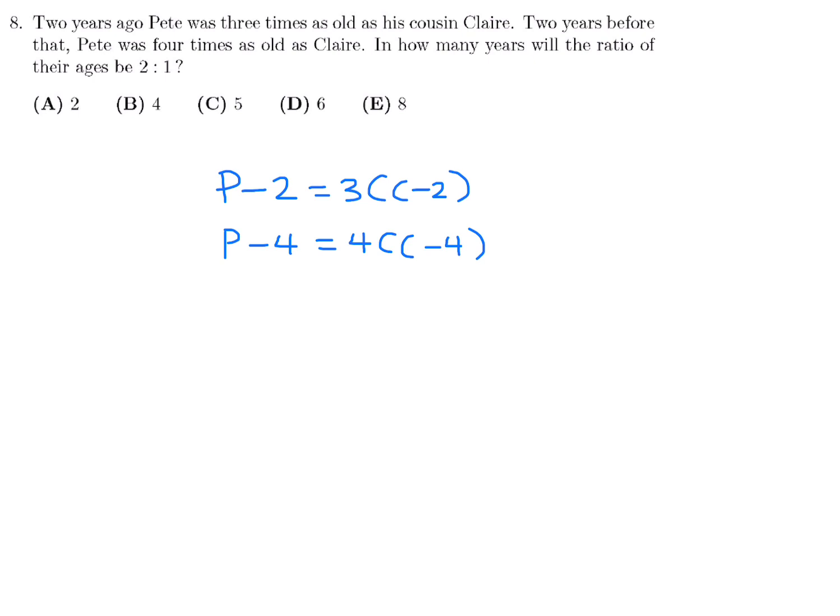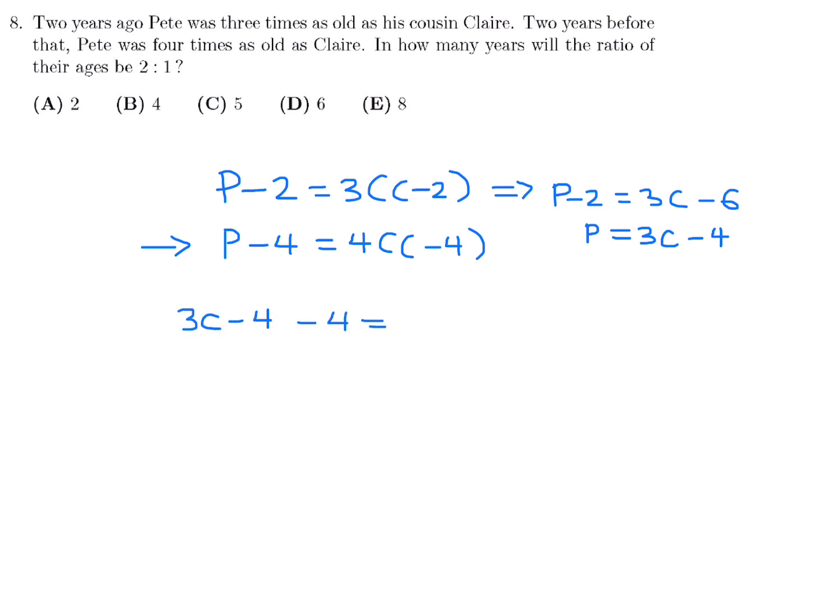And that's entirely based on what they gave me in the question. So this is what I have to solve. This one gives me P minus 2 is equal to 3C minus 6, and therefore, P is equal to 3C minus 4. At this point, I substitute this back into any of these. So let's put it into here. So P is 3C minus 4.